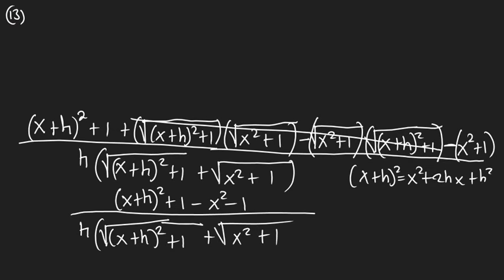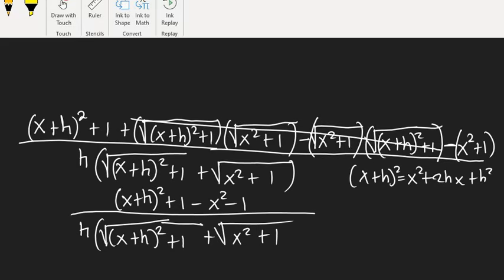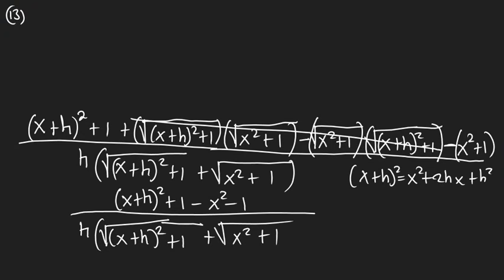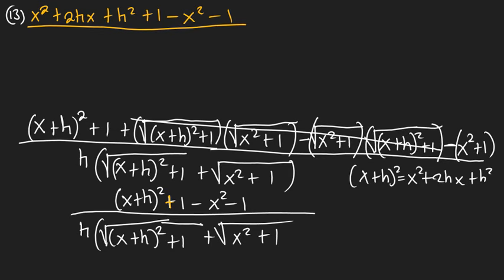Okay, so I'm going to have x. Let me just use another color as a continuation. I'm going to have x to the power 2 plus 2hx plus h to the power 2, like that. Then adding this, plus 1 minus x to the power 2 minus 1, then all over by h, open brackets, square root of x plus h plus 1.